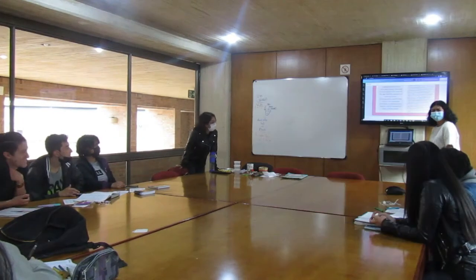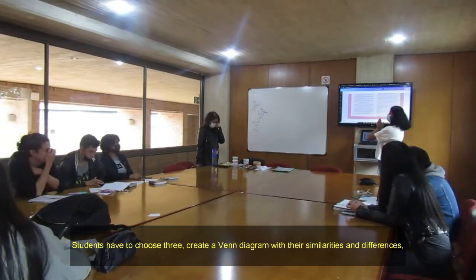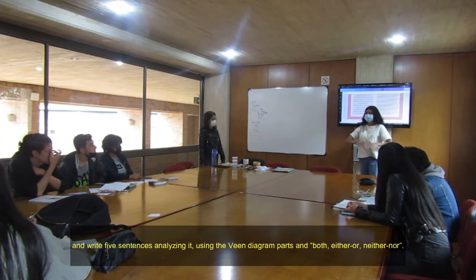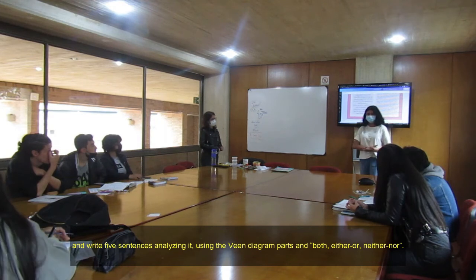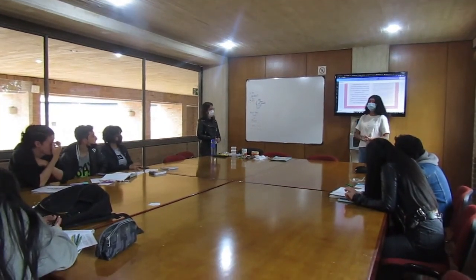So you're going to be sent these infographics to your email, and you've got to do the same activity. Create a Venn diagram, choosing only three of them, and this time write five sentences about it using Venn diagram parts or either, neither, and both. Okay.